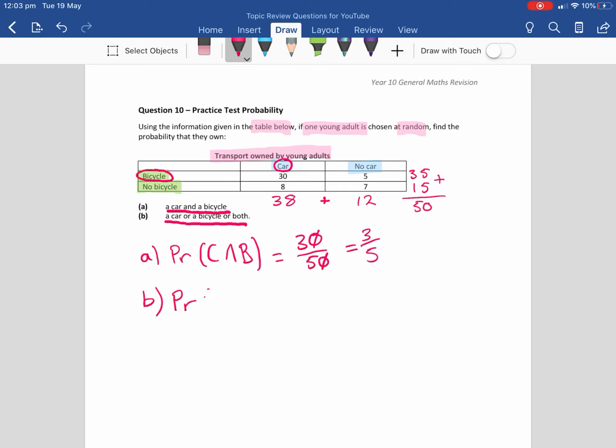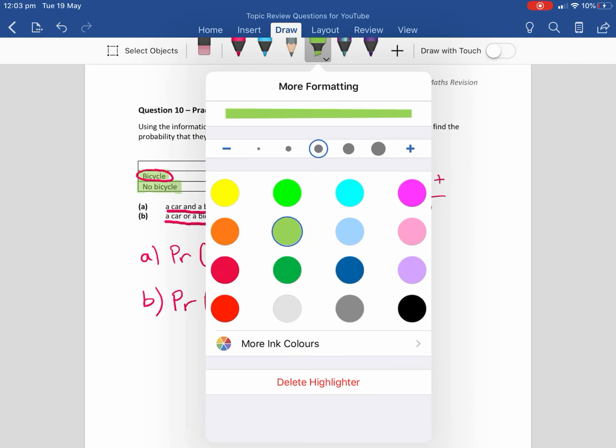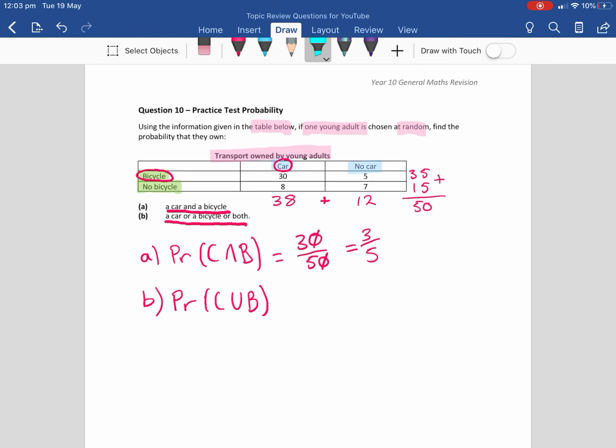With that kind of wording, it's asking you to find the union. That's the definition of the union between two things: the probability of the car, the bicycle, or both. So what that does is, let me highlight, go blue. If you're trying to find the union, you want the probability of both, the car only and the bike only. So you want to add up those three numbers from your table.